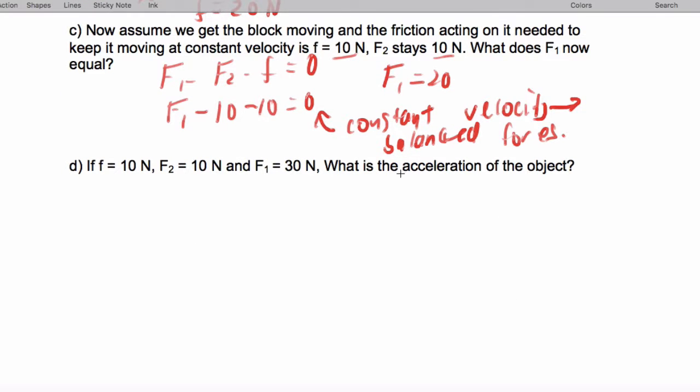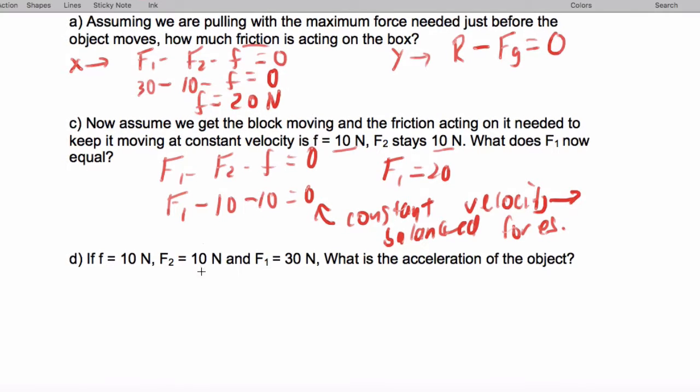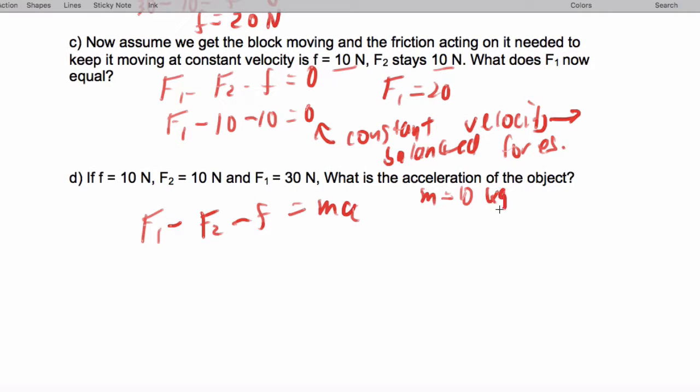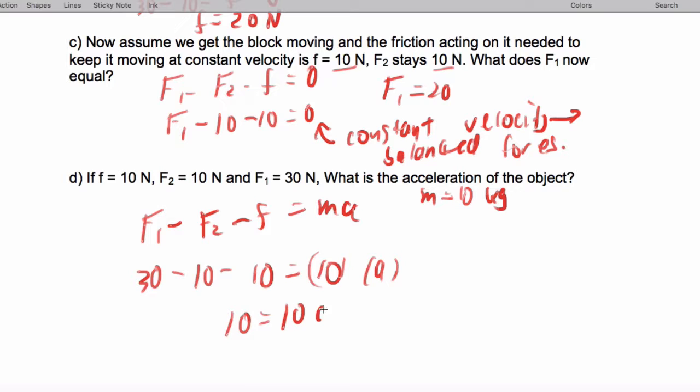Now let's look at a situation where the forces are not balanced. So we have, from the free body diagram, F1 pointing to the right, minus F2 to the left, minus F to the left, and the effect is that the mass accelerates. And we are told that the mass of the object is 10 kilograms. So we plug in 30 minus 10 equals 10 times a. That gives us 10 equals 10a, and so when we isolate a, we get that a is 1 meter per second squared.